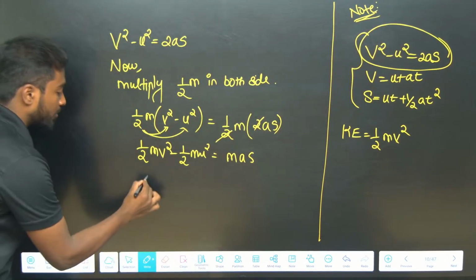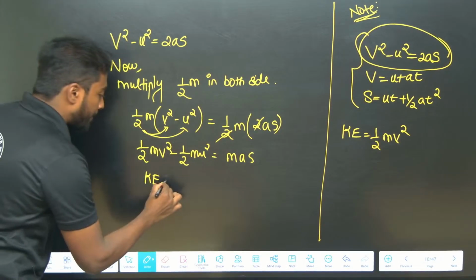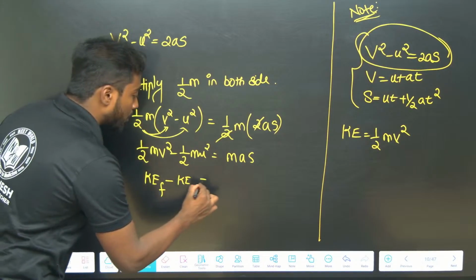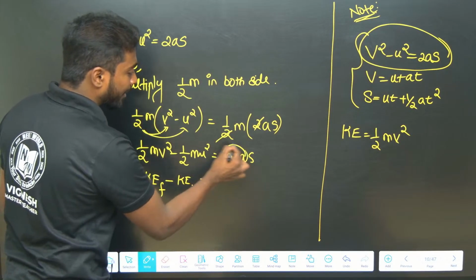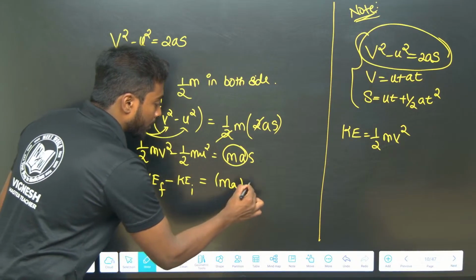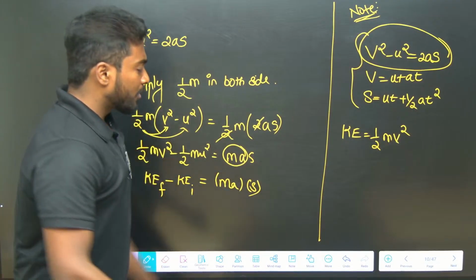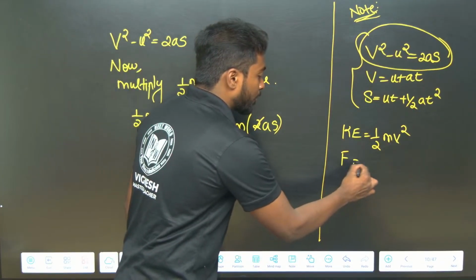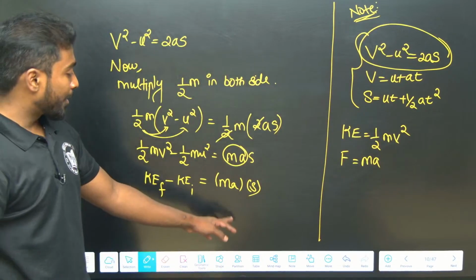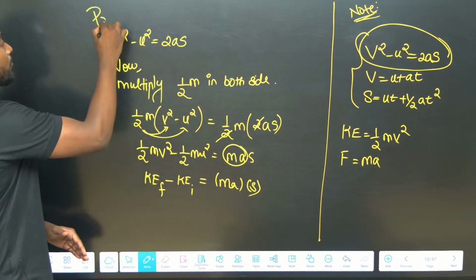So final kinetic energy minus initial kinetic energy should be equal to mass into acceleration. I'll write it in brackets for now. What is the formula for force? Force is mass into acceleration. Am I correct? So I can extend now. This is the proof I am writing.